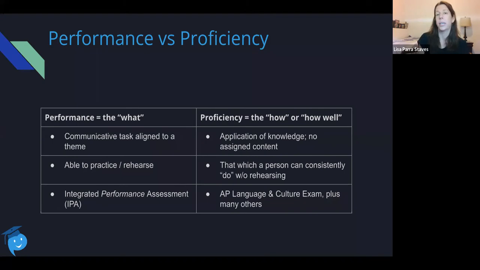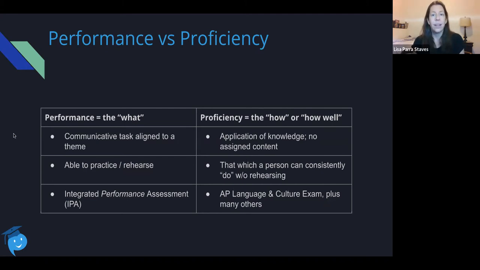On the right-hand side, to contrast, we have proficiency. This is the how, or the how well, or to what degree are the students able to perform. This is the application of their knowledge as a whole. There's no assigned content. There's no prescribed vocabulary list or grammar point. This is what a person can consistently do without rehearsing. If you want to think about it like a musician as well, this would be like a jam session where musicians just get together and they play, and it's spontaneous. Nobody knows what's going to happen next, but they're constantly adjusting and making it work.